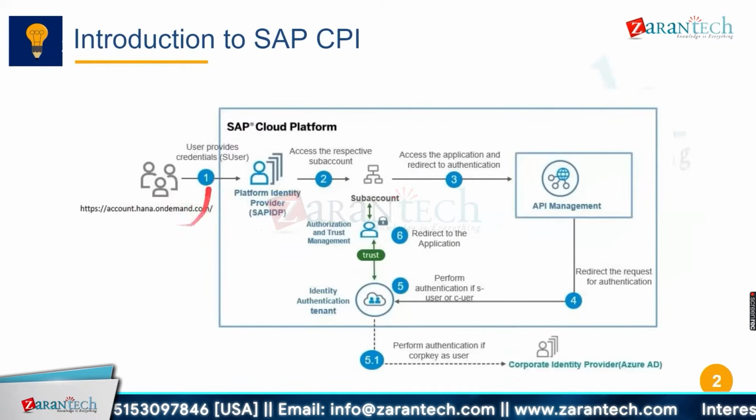Now, when I'm trying to log into my CPI account, first it will check whether this user has the proper roles or not. Let's assume this is an SAP CPI. When some sender system wants to trigger some data, first it will reach the SAP CPI. Before reaching the SAP CPI, it will check whether the user exists in the identity provider database or not.